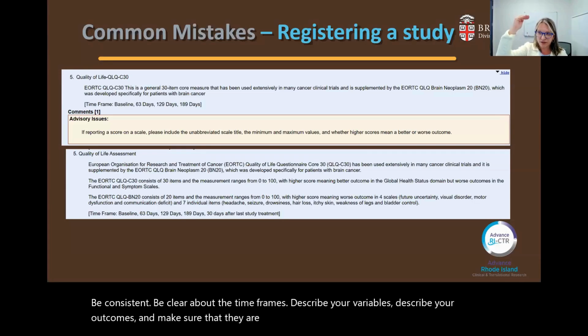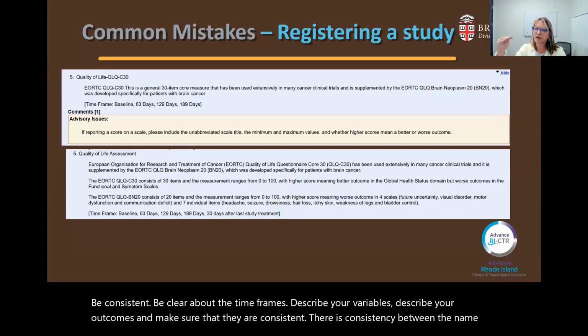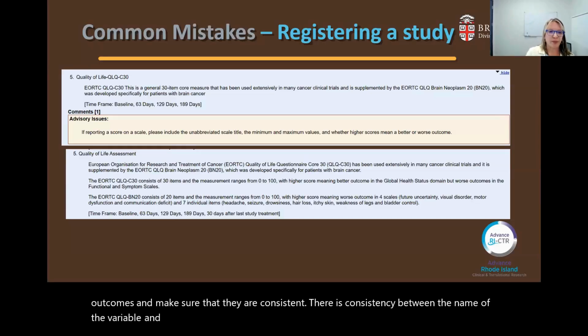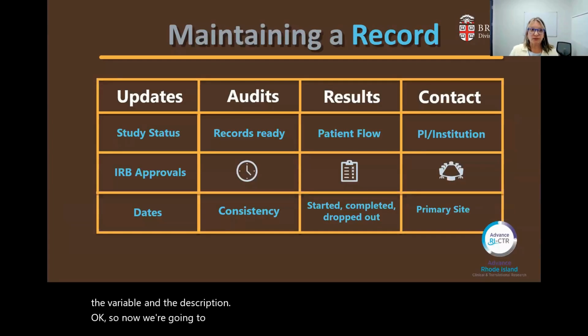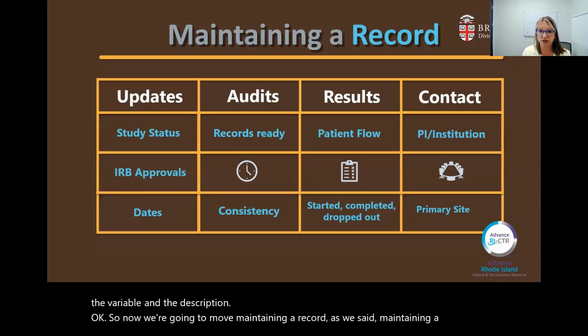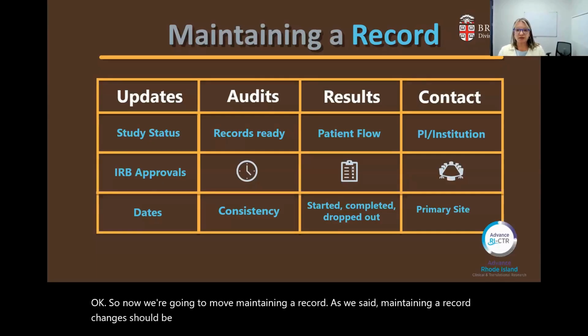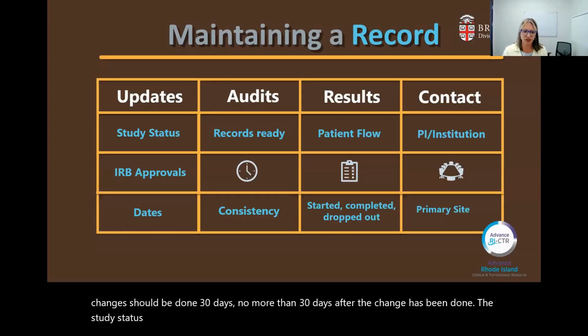There is consistency between the name of the variable and the description. Okay, so now we're going to move to maintaining a record. As we said, changes should be done no more than 30 days after the change has been done. The study status, IRB approvals, IRB changes, dates on the documents.